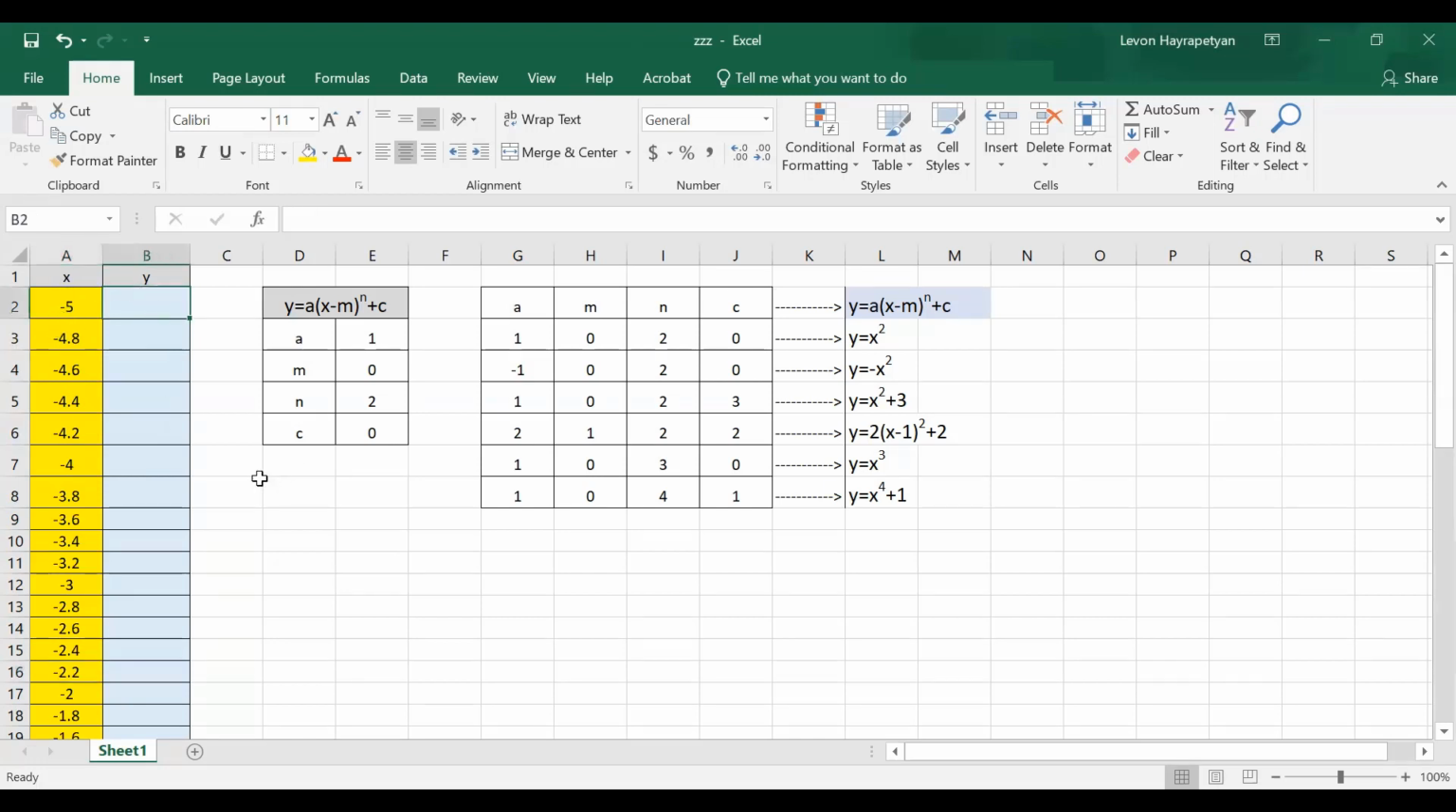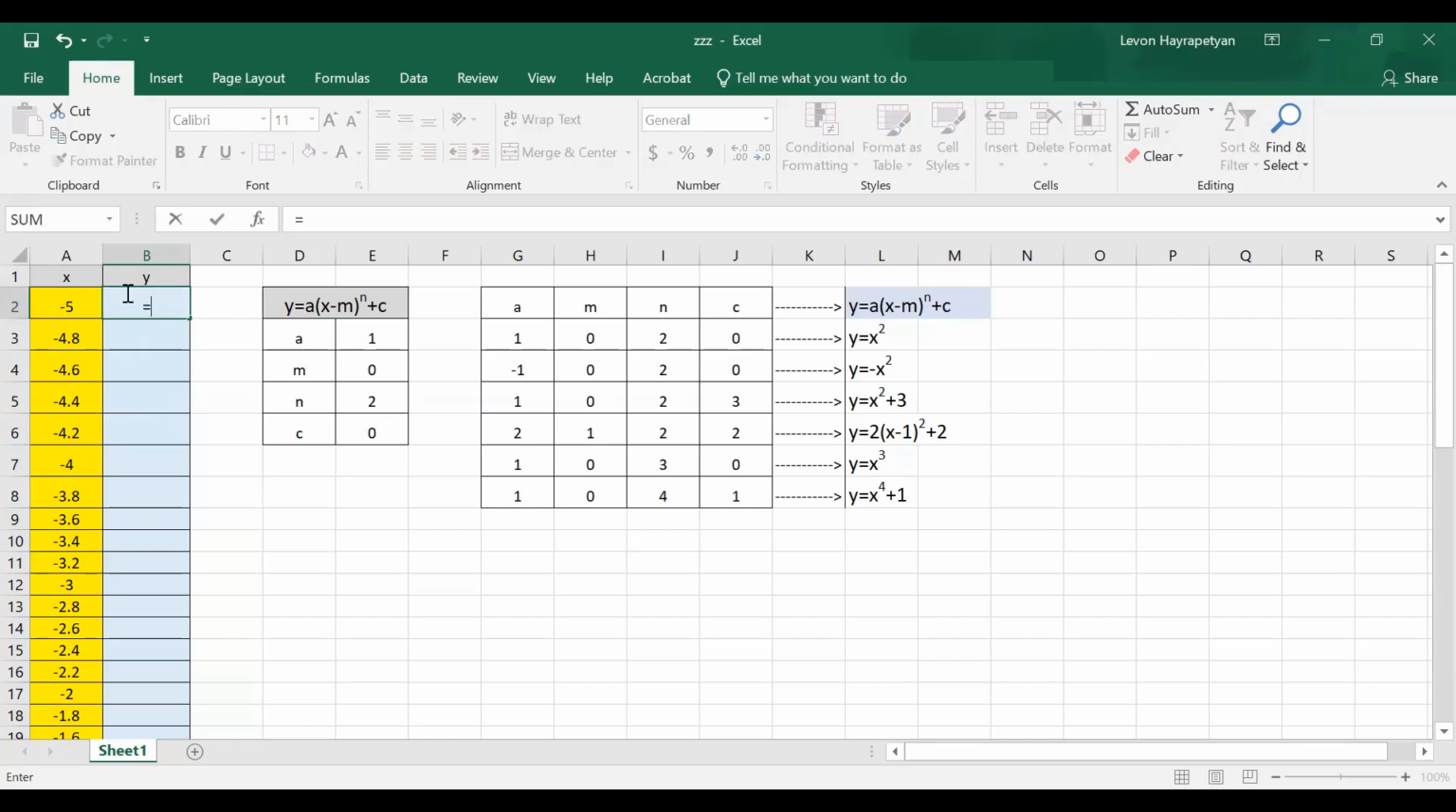Now, in this cell, I have to generate the corresponding values of y, which means I have to implement this formula. Here I designated some cells for a, m, n, and c, and as initial values, I selected 1 for a, 0 for m, 2 for n, and 0 for c. So now let me implement this in Excel.